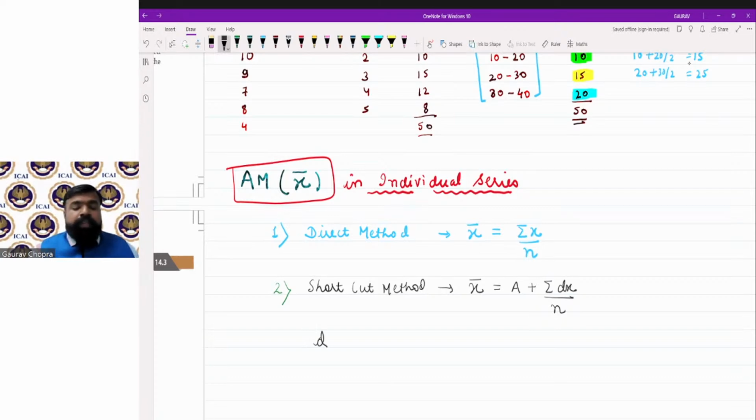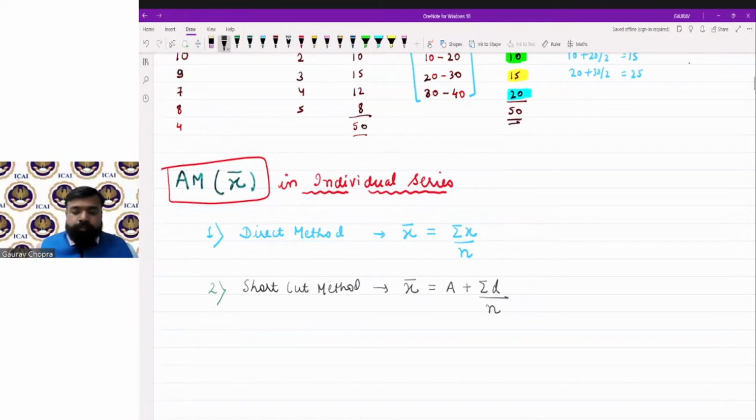Now, in some places, you might find only D. So you can write D or DX, the meaning is the same. Only D is also deviation, and if you are writing DX, it is also the same deviation. So we can write sigma D upon n. So these are the two formulas.